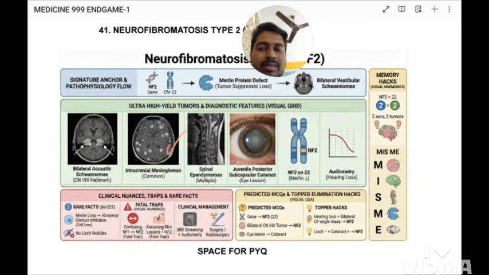This is the diagram of it, which you see on MRI. And you'll see spinal ependymoma. Along with this, there is one peculiar feature in the eye: where Lisch nodule was for neurofibromatosis 1, here it is posterior subcapsular cataract. One more thing, posterior subcapsular cataract can also be seen with steroid abuse.